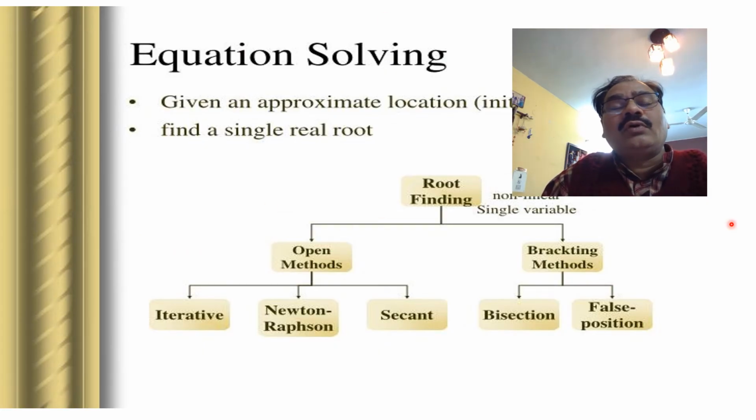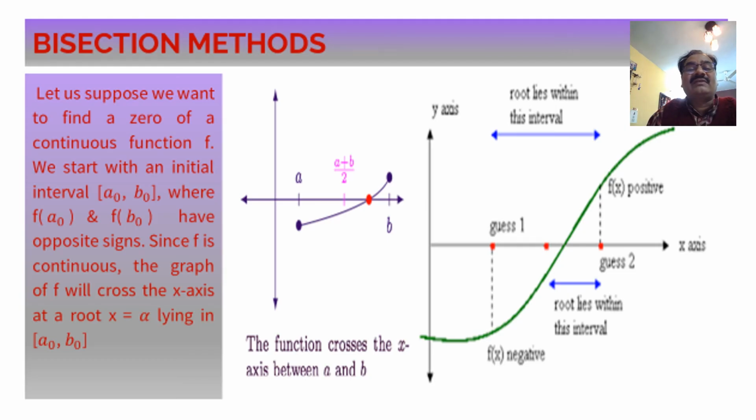If you go through all the numerical methods for solving algebraic and transcendental equations, these root finding methods are divided into two categories. One is called open methods, which include these three methods: iterative method, Newton-Raphson method, secant method. The other is called bracketing methods, which include the bisection method and the regula falsi method. Today we are going to discuss the bisection method.